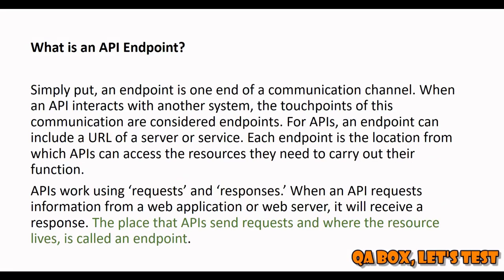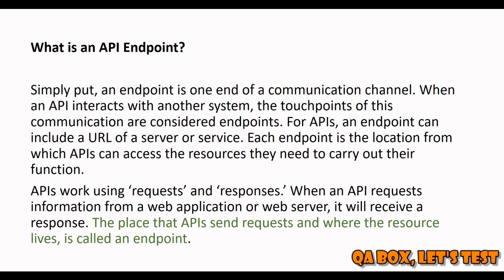At times people are confused about that. Okay, we understand URI, we understand URL, then what is this API endpoint? So simply putting it, an endpoint is one end of the communication channel. When an API interacts with another system, the touch points of this communication are considered as endpoints. For APIs, an endpoint can include a URL of a server or service. Each endpoint is the location from which APIs can access the resources they need to carry out their function.